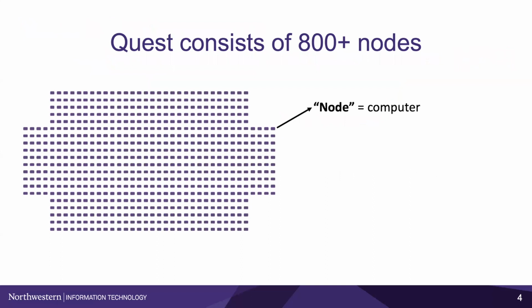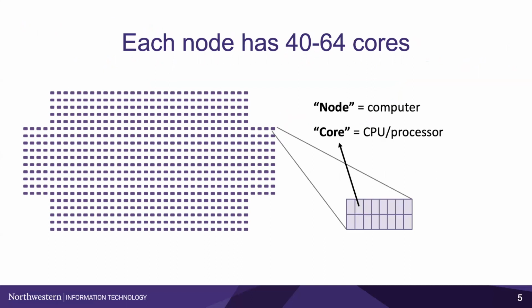All right, here is a bird's eye view of Quest. As I mentioned, it consists of hundreds of nodes. Now, in this context, you can think of the term node as something interchangeable with the term computer. Let's take a closer look at one of these nodes. Each node on Quest has somewhere between 40 to 64 cores. Here, the term core means the same thing as CPU or processor, if you're more familiar with those terms.